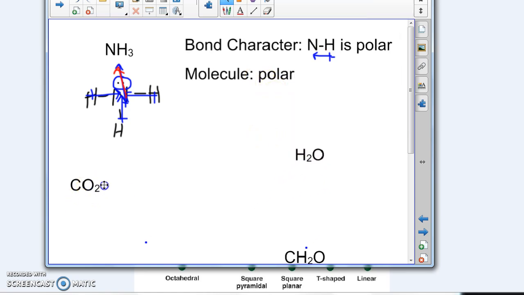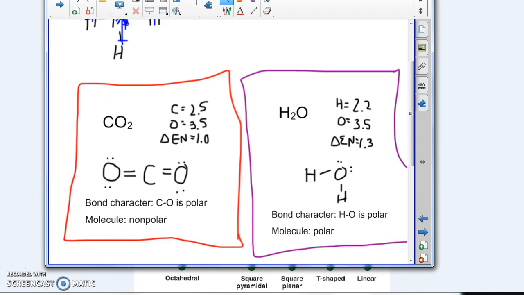I would like you guys to look at these next 2, carbon dioxide and water. Try to do those and then check your answers. I'll just write the answers here in a minute. Here are your answers to those 2 questions. So double check your answers, see how you're doing.